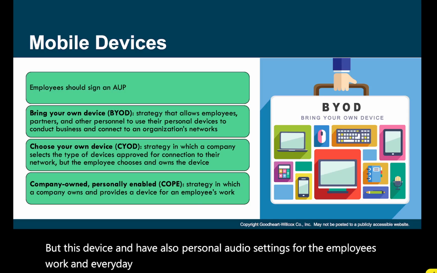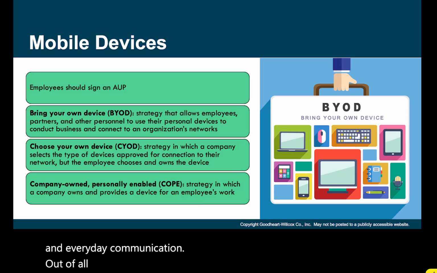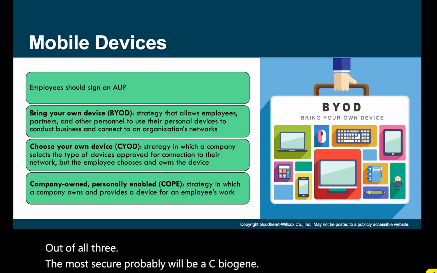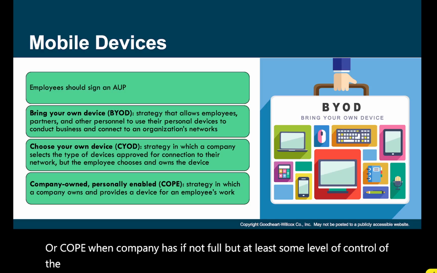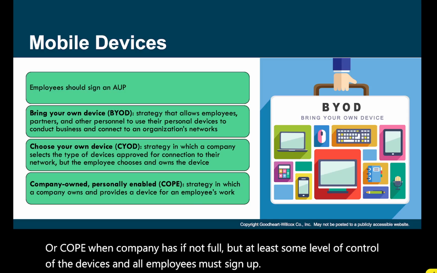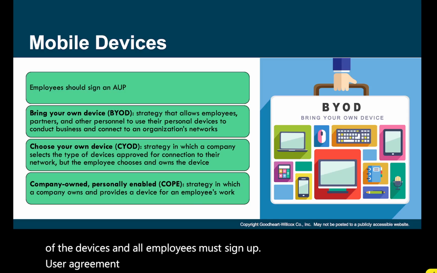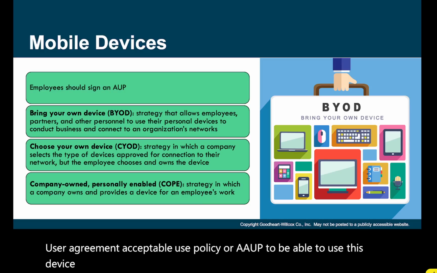Out of all three, the most secure will probably be CYOD or COPE, when the company has, if not full, then at least some level of control of the devices, and all employees must sign a user agreement, acceptable use policy, or AUP, to be able to use these devices within an organization.